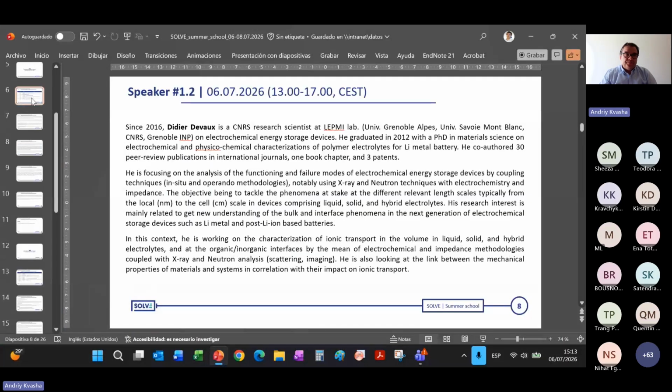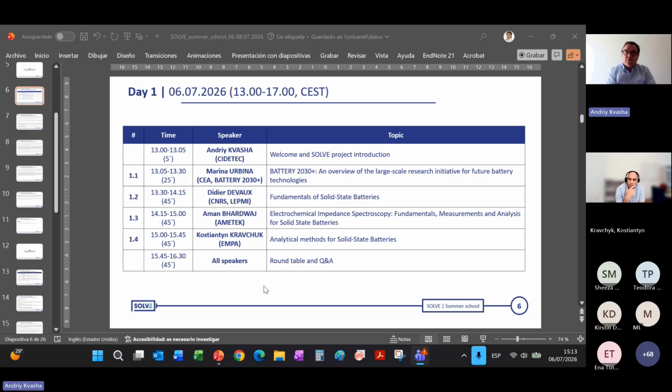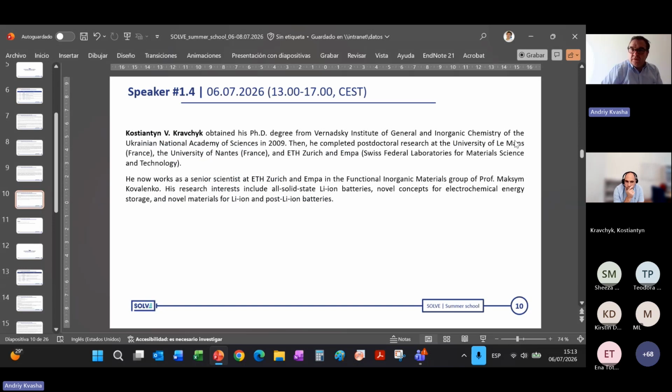The next presentation, and the last presentation for today's session, is from Kostiantyn Kravchuk from EMPA, and the talk is entitled Analytical Method for Solid-State Batteries. I would like to also briefly present Kostiantyn.